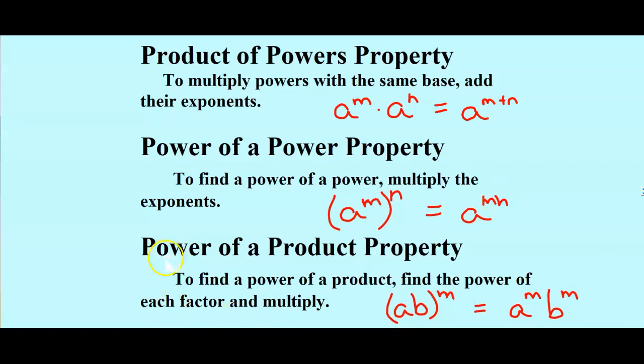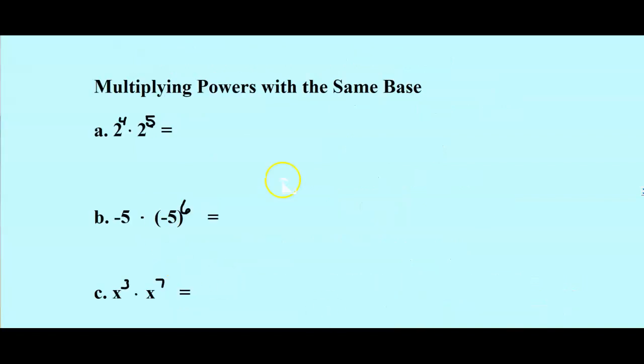So bear with me. The power of a product property says if I have two values being multiplied together and I'm taking the entire product to a power, then what I could do is break it up and send that power to each factor inside. So the m would go to the a and to the b, both individually. All right, let's dive into actual examples. It'll make more sense that way.